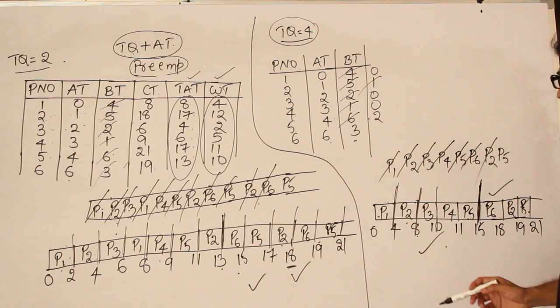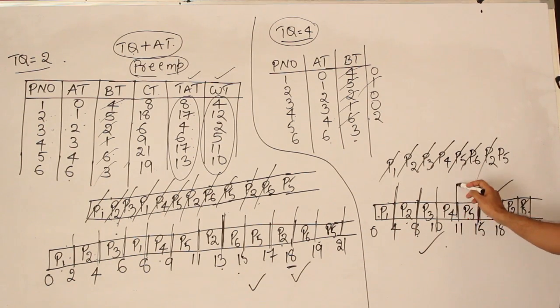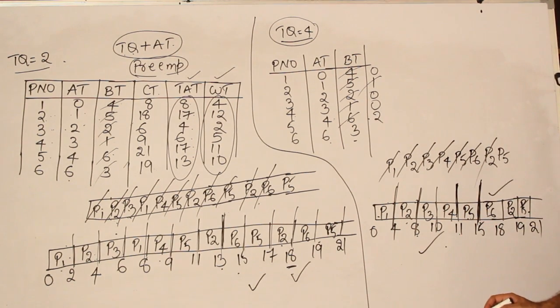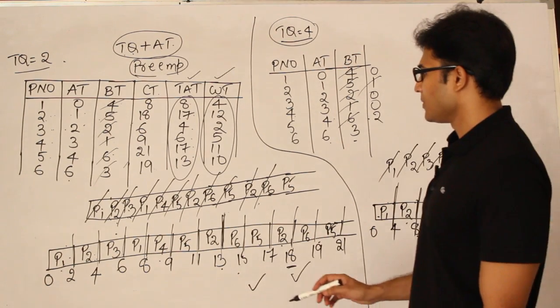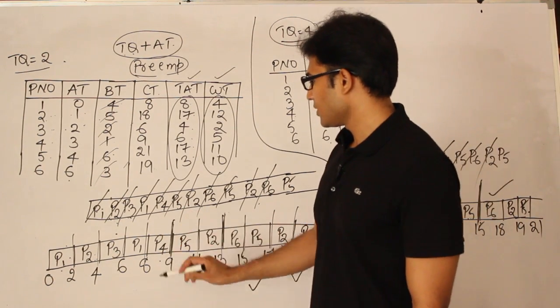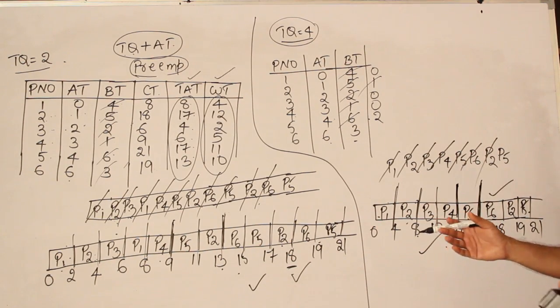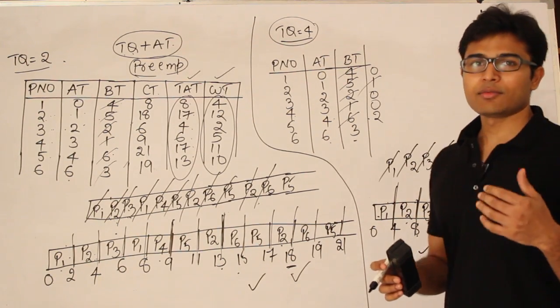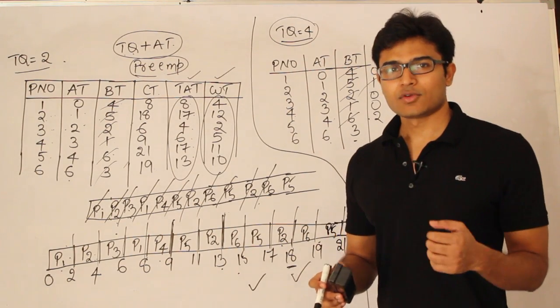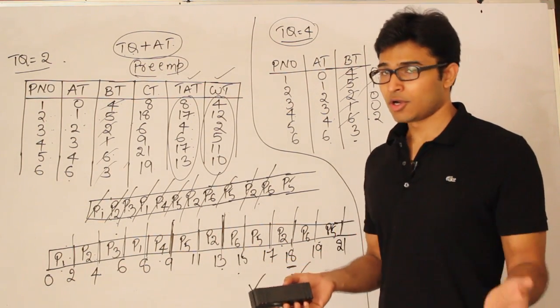And again if you see P5, here the first time P5 is able to execute is at 11. And in the other, it is able to execute at 9, right? That is the difference. Therefore, if the time quantum is large, a process might have to wait for a long time to get its chance. So it should not be too large and it should not be too small.